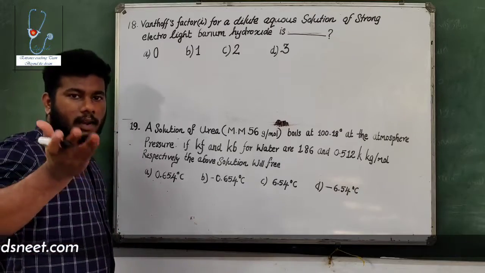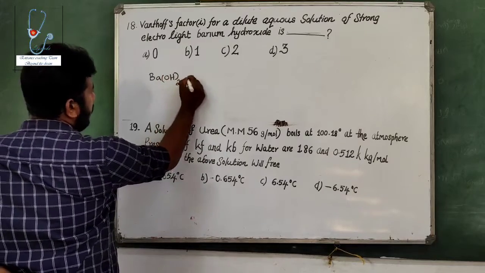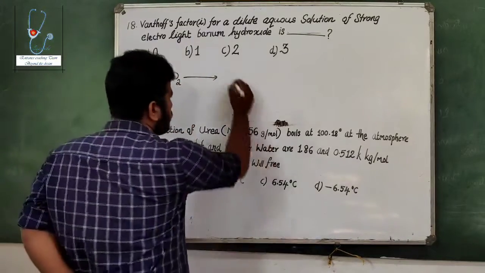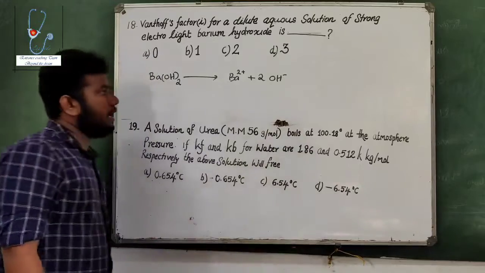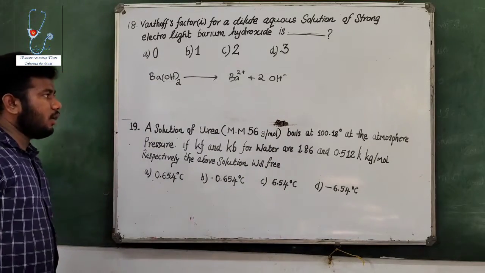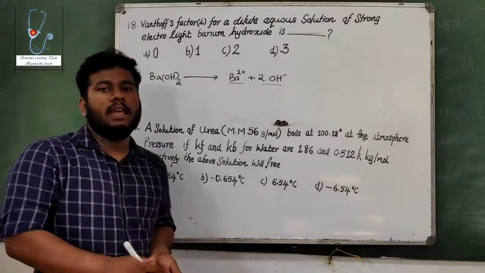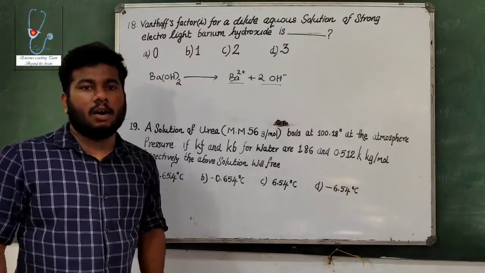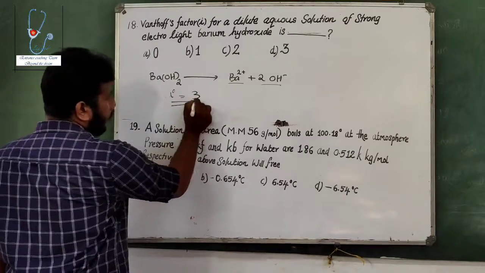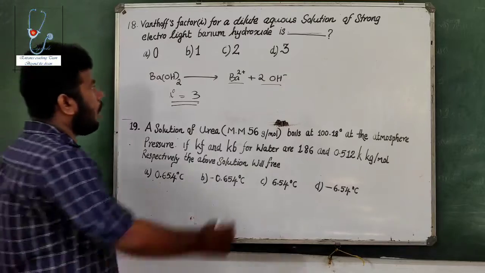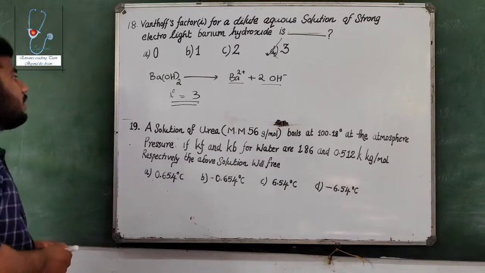We discussed this in earlier problems: barium hydroxide, Ba(OH)2, dissociates into Ba2+ and 2OH- ions. After dissociation, we have three ions, one barium ion and two OH- ions. Hence the Van't Hoff factor i is equal to 3. Option D is the correct answer.